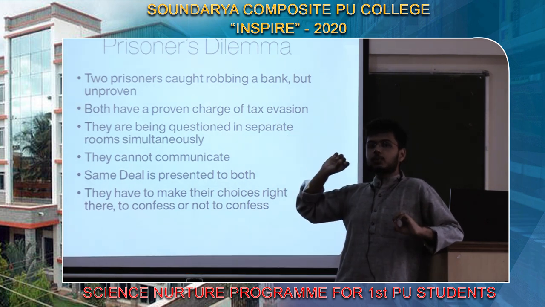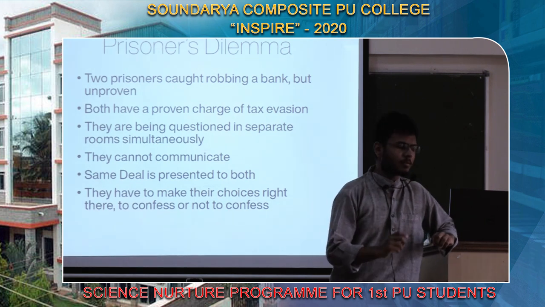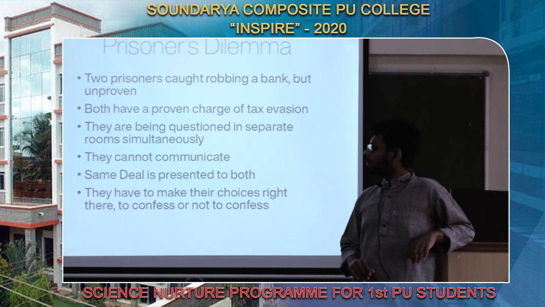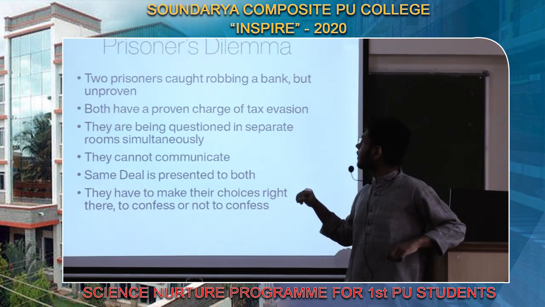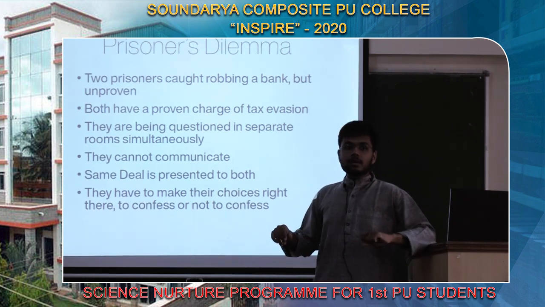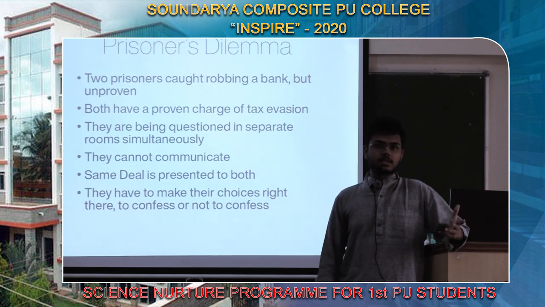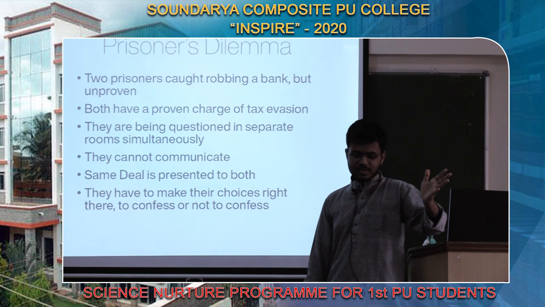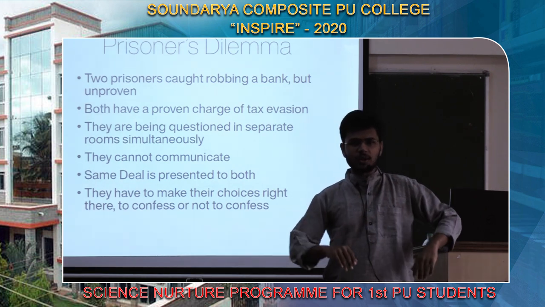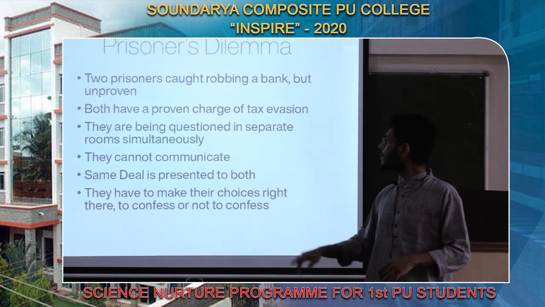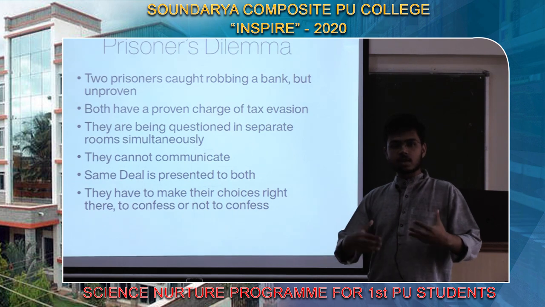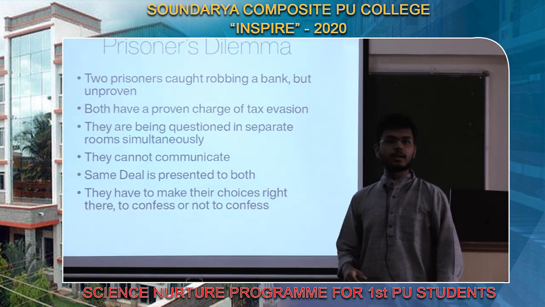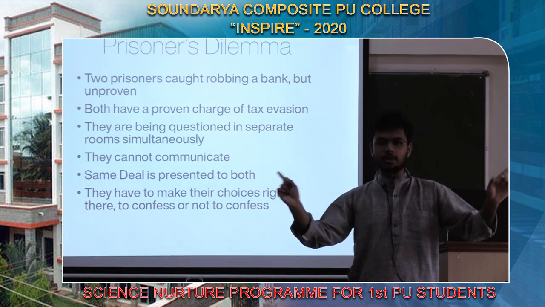The police aren't able to prove that they did it. They are very smart criminals, right? Often high tech people. So they are being caught, but the police are not able to prove the robbery. But the police have found evidence, they do a lot of accounting gymnastics, and they have found out that these guys have charges of tax evasion. And the police can definitely convict them. At least 2 years, you are going behind bars.